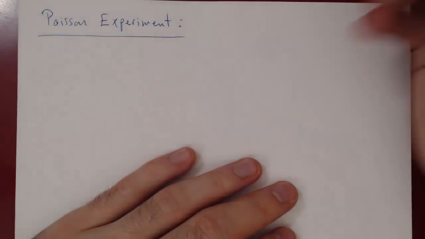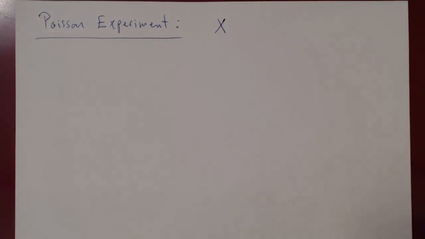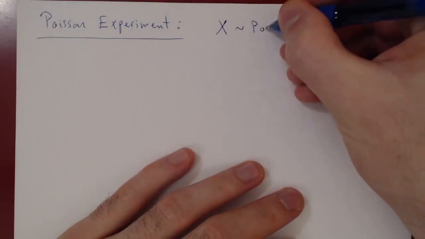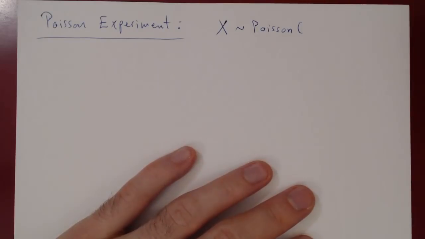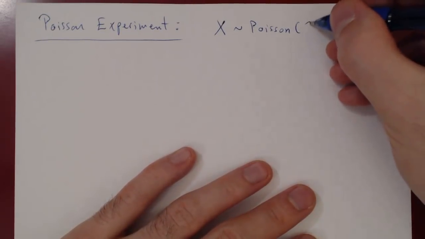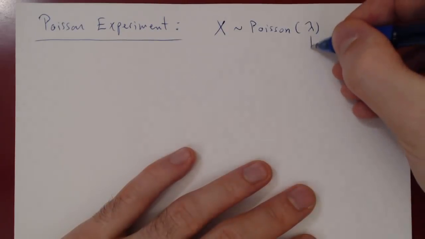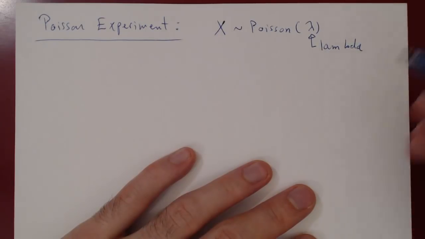And we write x, and x will be the actual number of occurrences. And we usually write x is Poisson, since it follows this distribution. And there's only one parameter here, and we usually write lambda. This is the Greek letter called lambda, written as L-A-M-B-D-A, lambda.